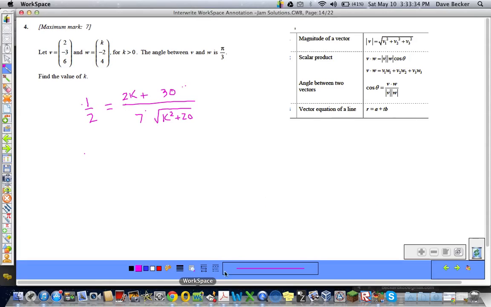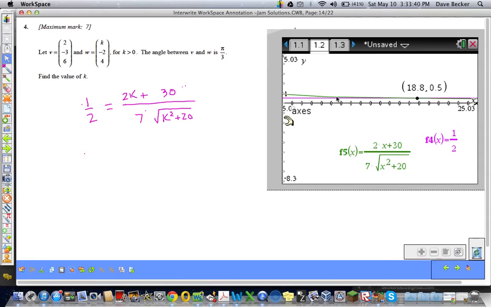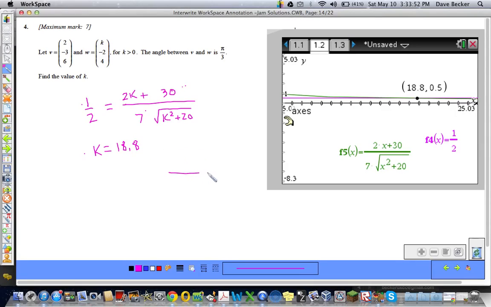All right, and I'm going to go back here. I'm going to paste it just to show you what you need to do to sketch. So we get k equals 18.8. And you need to sketch the graph. So something like this. And you can go this high. This is y equals 1/2. And then it's very close, you can just go like that. Boom, and you're good. 18.8, 0.5. And that's it.